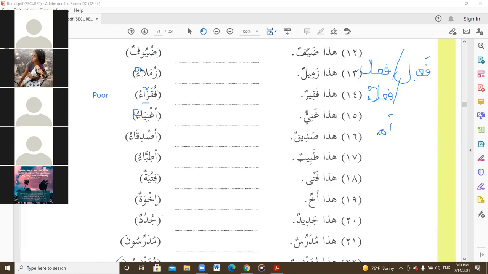So if I'm going back to the pattern, sometimes we're going to have one phonetic pattern in the singular and it will have multiple phonetic patterns in the broken plural, which is exactly what makes the broken plural very difficult.